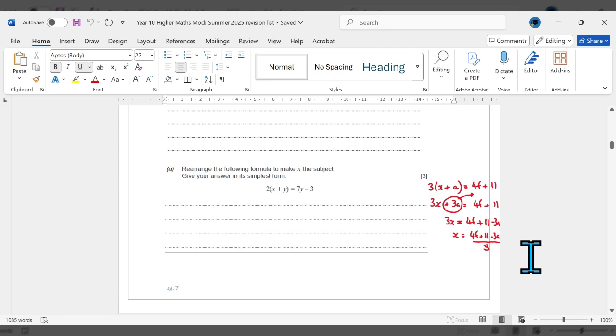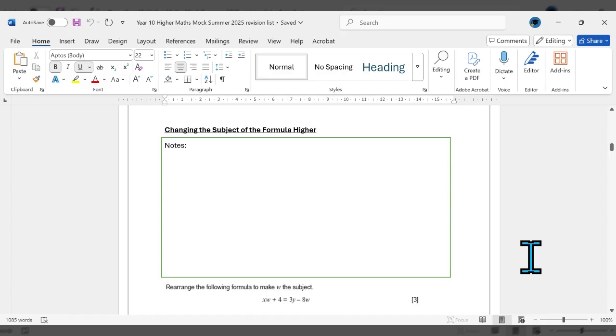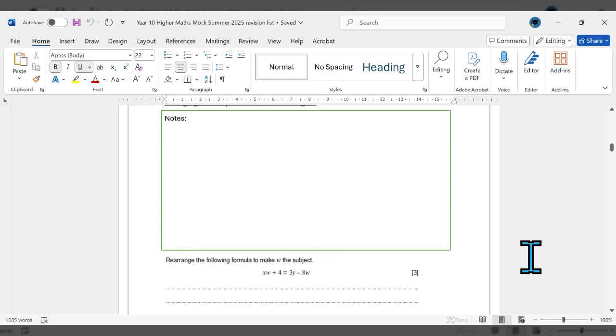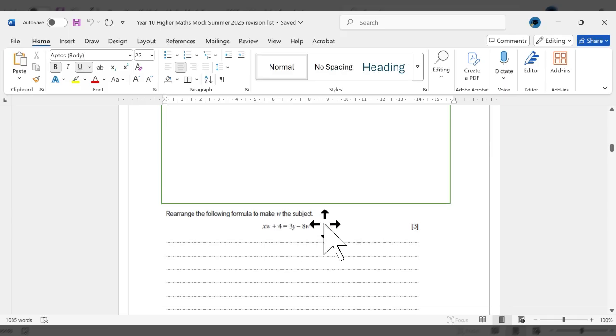If I'm right in saying, and I haven't actually checked this, that we ended on page 7. Okay, now page 8 starts with changing the subject of the formula, higher questions. What makes them higher tier is that the subject, for example, in this case, rearranged to make W the subject, appears in 2 different things. So it's there and there.